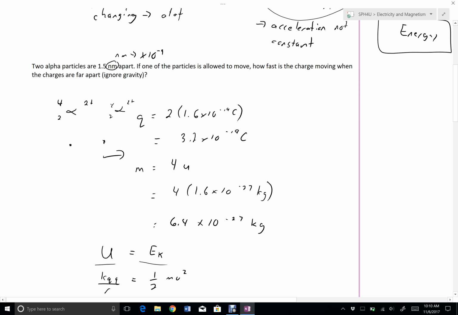I can't use my forces because, again, the changing radius means the force acting on these particles changes too quickly, and so I can't assume that I have any constant acceleration.